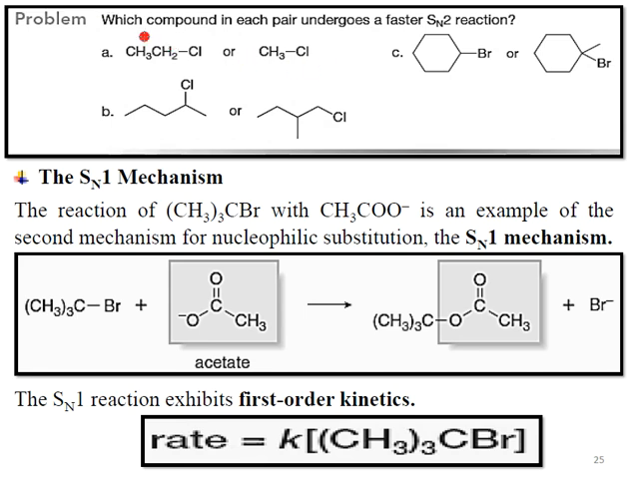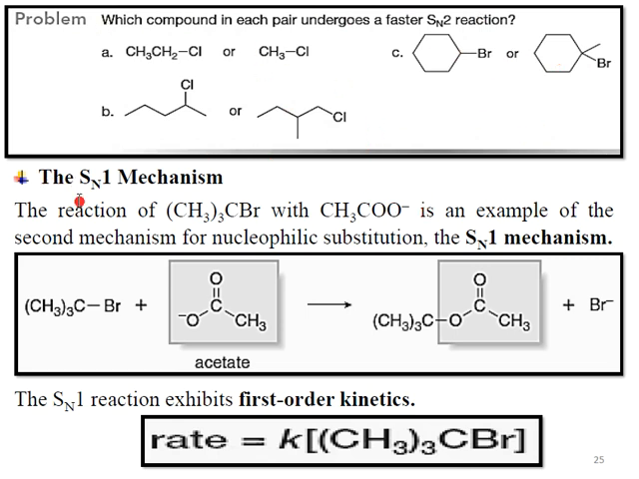And here is homework for you: which compound in each pair undergoes the faster SN2 reaction? This or this, this or this, this or this. Okay, I think it's easy. Try to solve this homework.